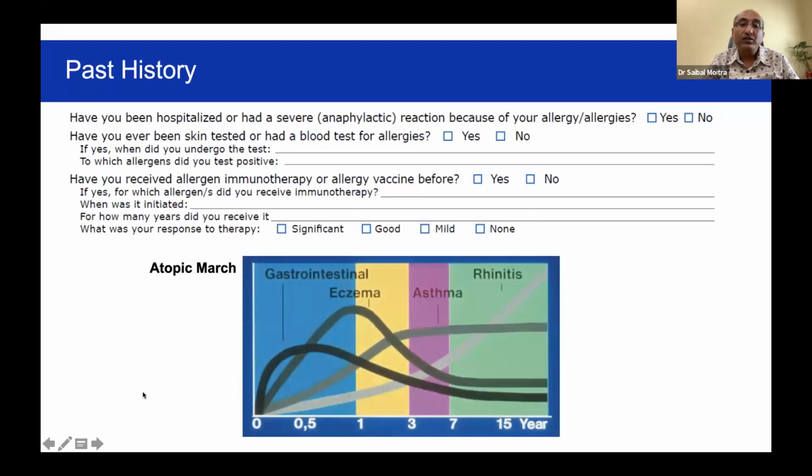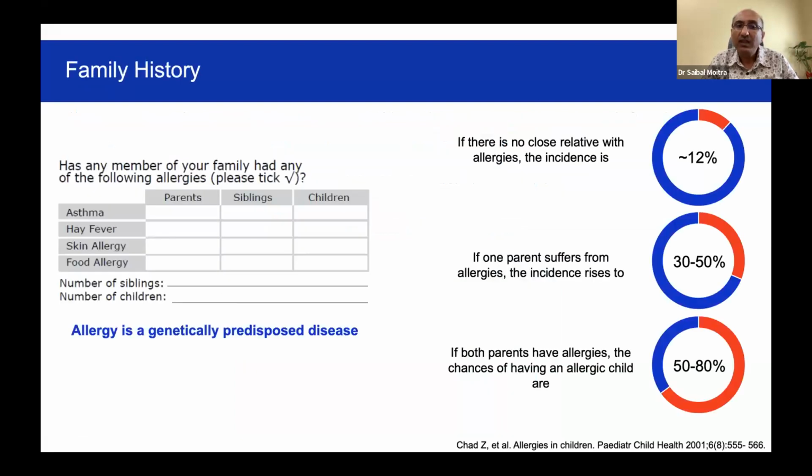This is the atopic march. We all have seen this. We all know this. Usually in the early years, we have atopic dermatitis or eczema and food allergies, which go on to allergic rhinitis and asthma, which are more in the later years, like after 3 or 4 years, or maybe in the adolescent period, where nasobronchial allergy is more common.